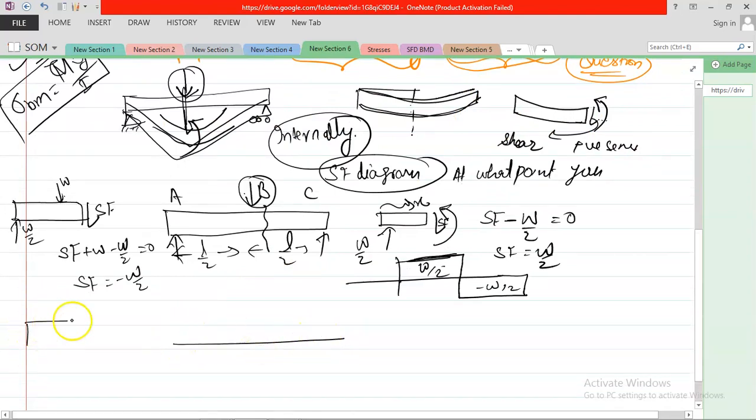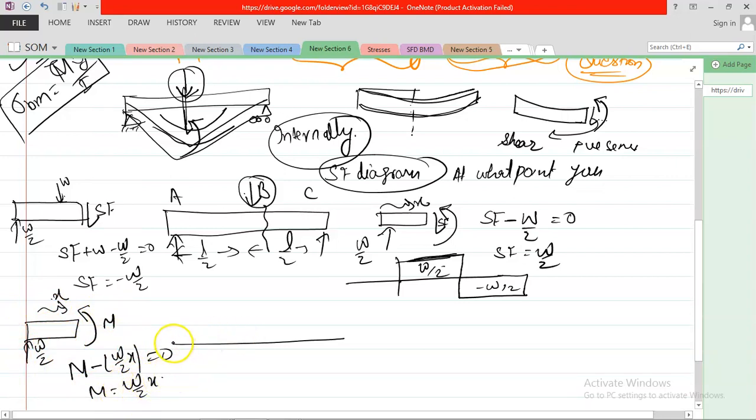So take this load. This is your positive direction of bending moment M, and at any distance X, suppose this is your W by 2. At any distance X, M minus W by 2 into X is equal to 0, because it is coming in this direction and it is coming in this direction. So this is anti-clockwise and this is clockwise. So it is opposite. So M is equal to W by 2 into X. So this is a straight line.